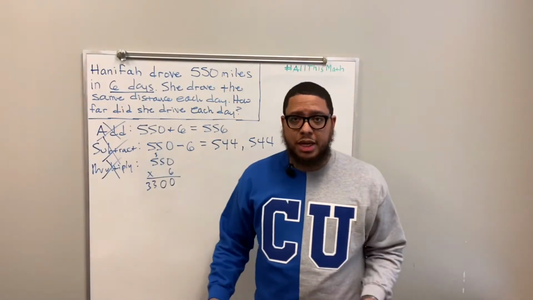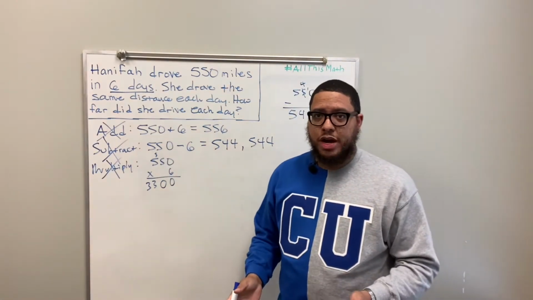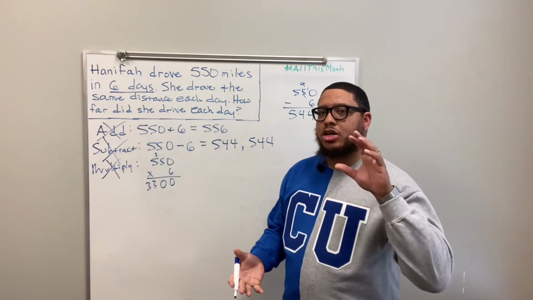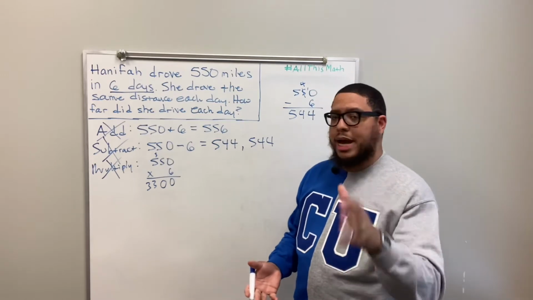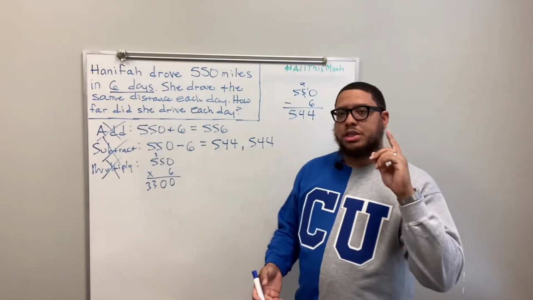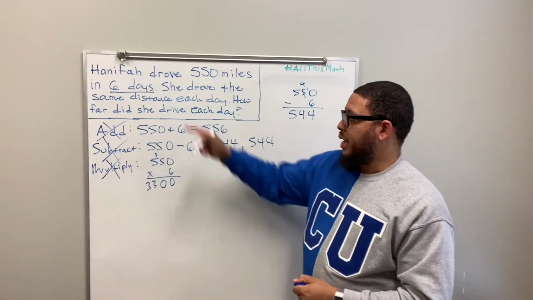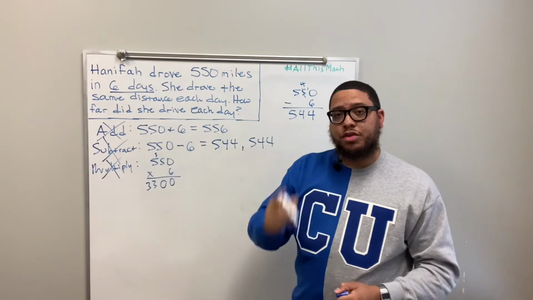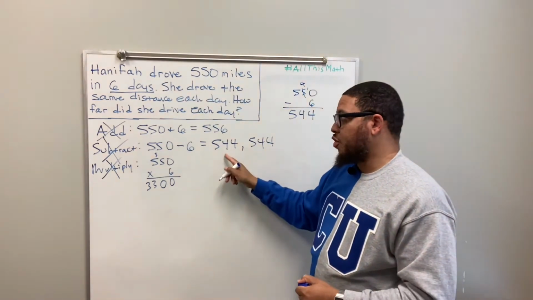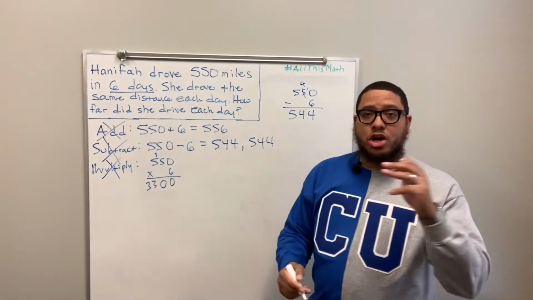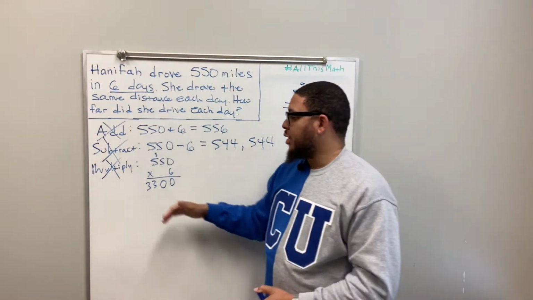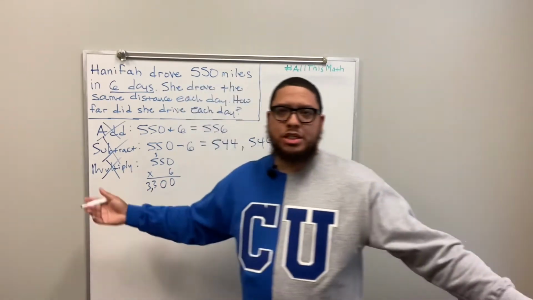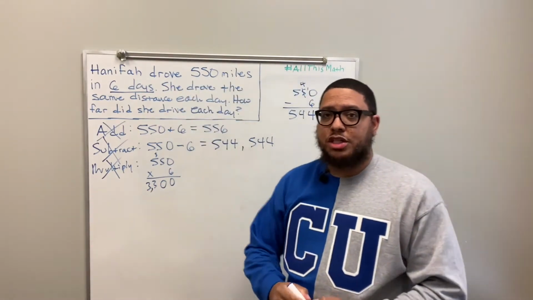Now, through process of elimination, we know that we need to use division, right? Because we don't add, we don't subtract, we don't multiply. And how do we know that? Because our answers were unreasonable. It was unreasonable that Hanifa could have driven 556 miles each of these 6 days. It was unreasonable that she could have driven 544 miles each of these 6 days. It was also unreasonable that she could have driven 3,300 miles each of these 6 days. It's just unreasonable, right? So division is where it's at.